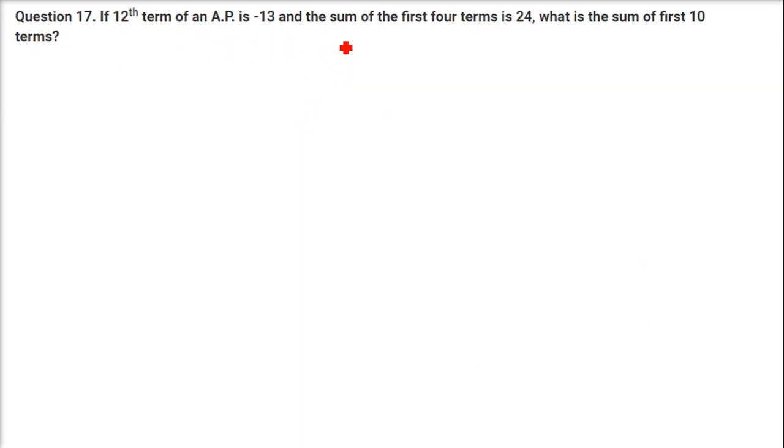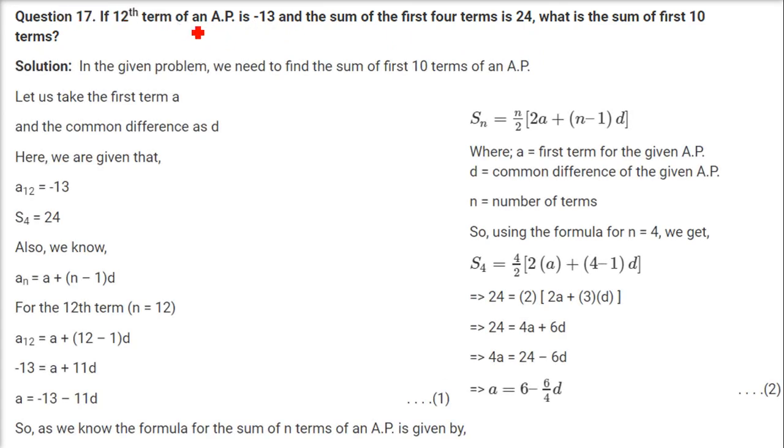The 12th term of an AP is minus 13, and the sum of the first 4 terms is 24. What is the sum of the first 10 terms? So A12 is given as minus 13, that is a plus 11d is equal to minus 13. The sum of the first 4 terms, S4, is given as 24. Let us find a relationship between a and d first. This will be a equals minus 13 minus 11d.